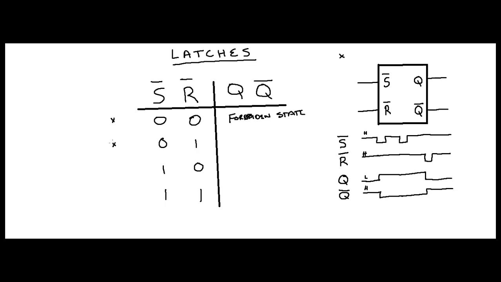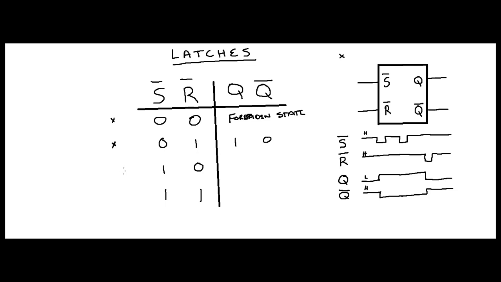All right, everyone, so let's go on to the next state. So in this condition, S is active and R is not, right? Because remember, this is negative logic. In this case, we are setting the latch. So that means that Q is going to be 1 and Q bar is going to be 0. Okay?